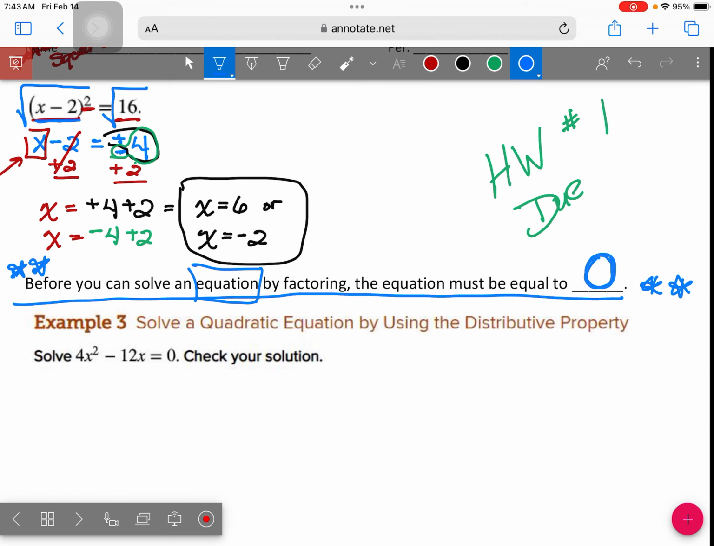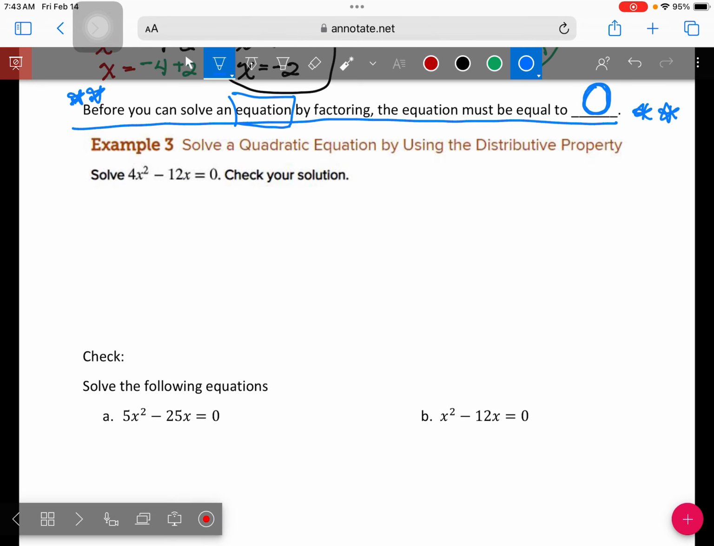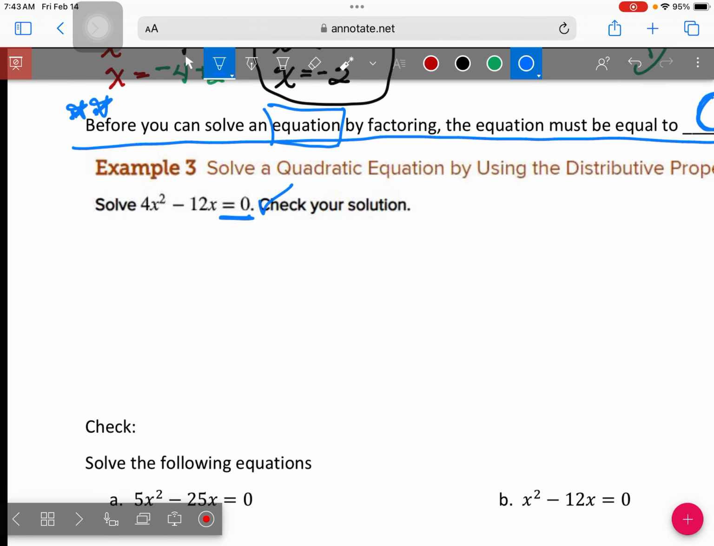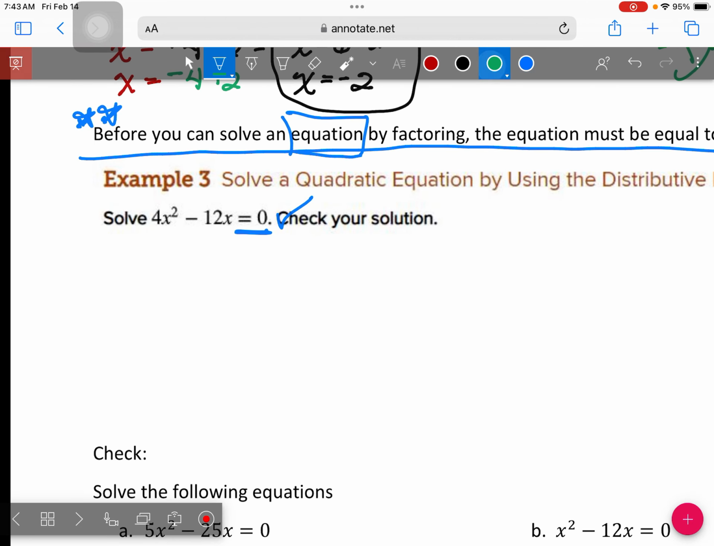So factoring before, what we did in our examples, that was all expressions. There was no equal sign here. Now we need to set it equal to 0. Okay? So here's our first problem. 4x squared minus 12x equals 0. Okay? That's kind of a check mark. Yes, it's equal to 0. And then we just go through the same paces.